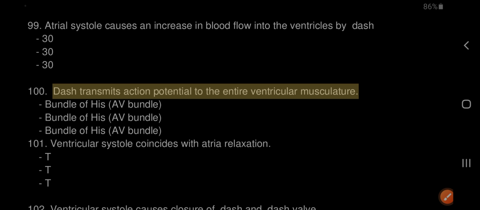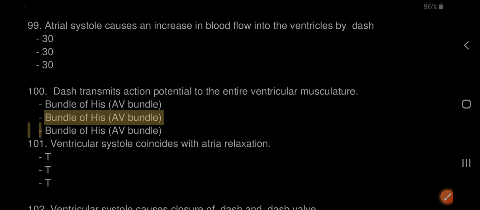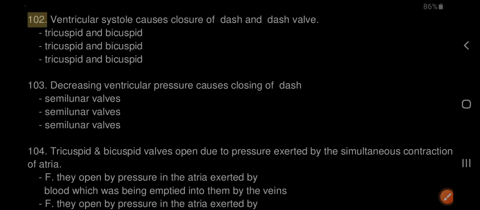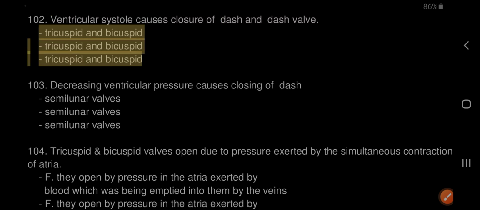101. Ventricular systole coincides with atrial relaxation. True. 102. Ventricular systole causes closure of dash and dash valve. Tricuspid and bicuspid. 103. Decreasing ventricular pressure causes closing of dash semilunar valves.